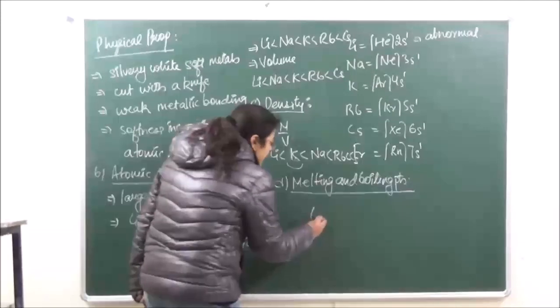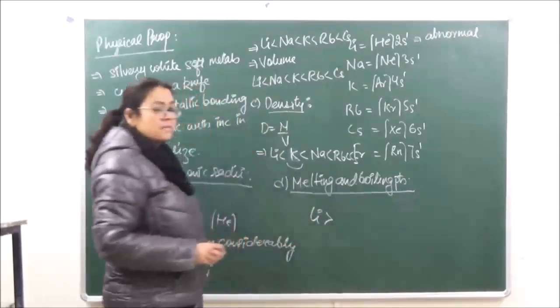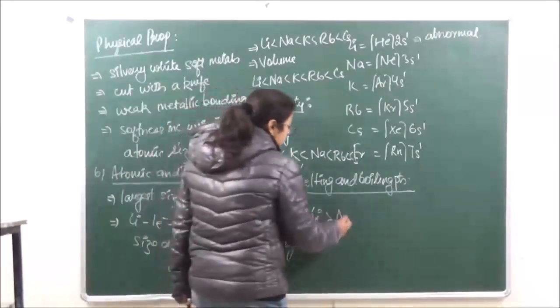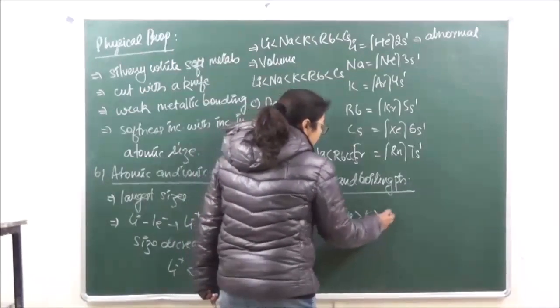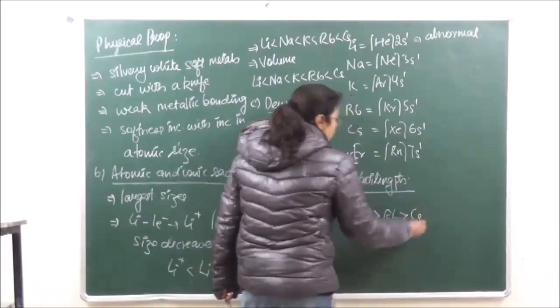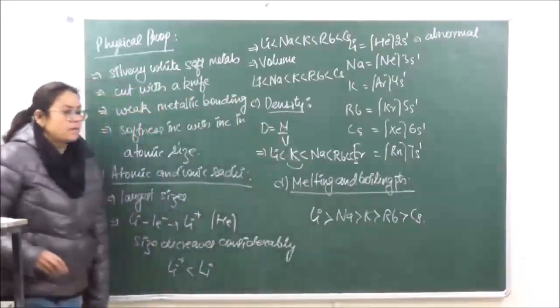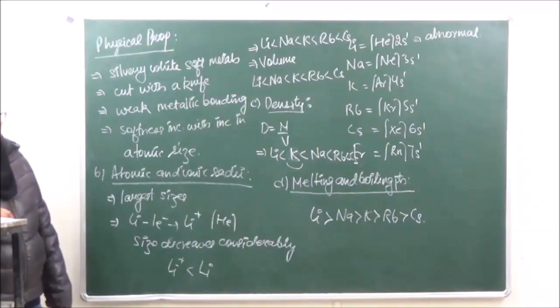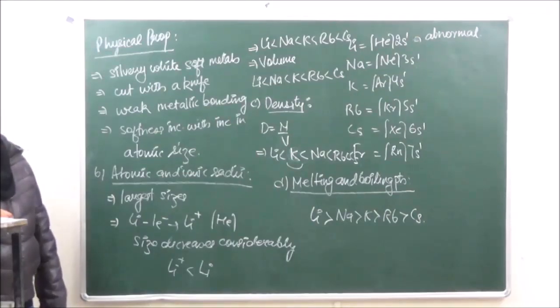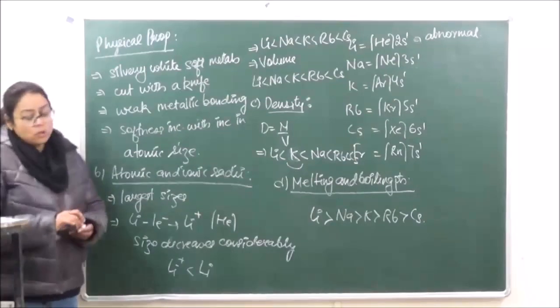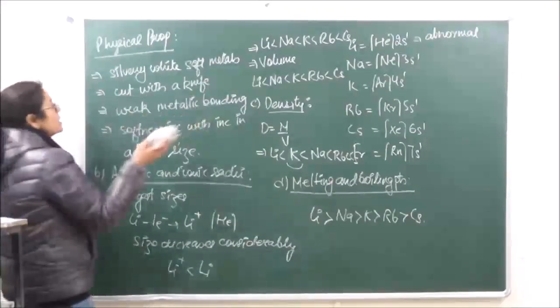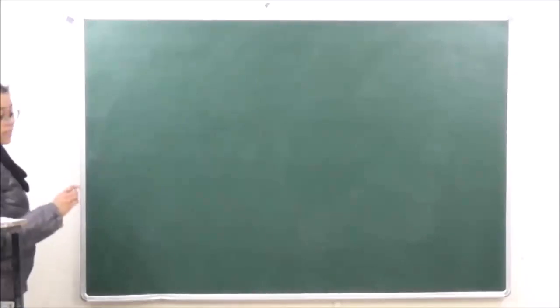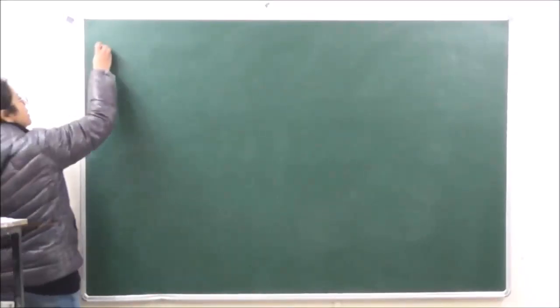So over here, lithium is going to have the maximum melting and boiling point. Then we have sodium, potassium, rubidium and cesium. So the melting point and boiling point will keep on decreasing down the group because of the weaker metallic bonding with increase in size. Then next we come to ionization energies and electropositive character.